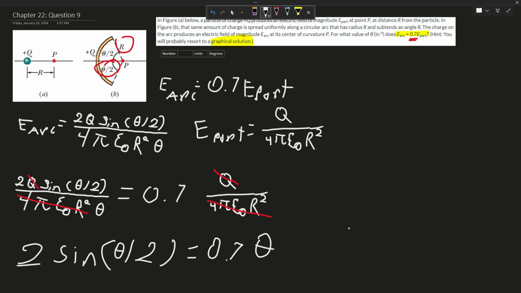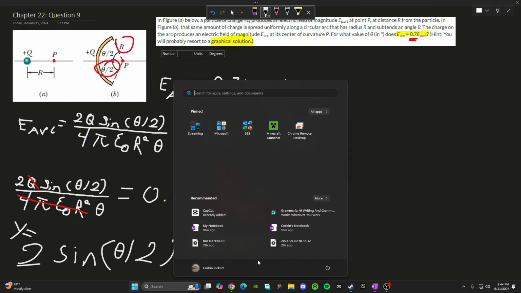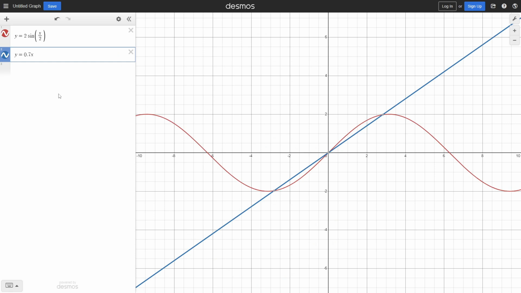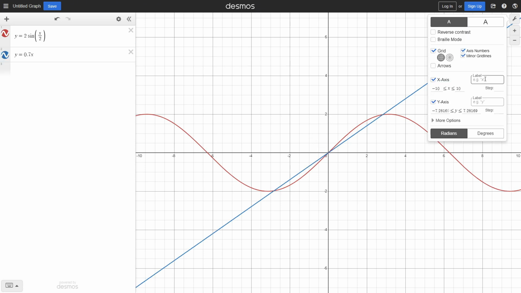So all that you want to do is just plug this in as two different functions. Y equals 2 sine theta over 2, and y equals 0.7 theta. So if I go back over here, I've already done this. You might have to put an x because you can't really do theta in Desmos.